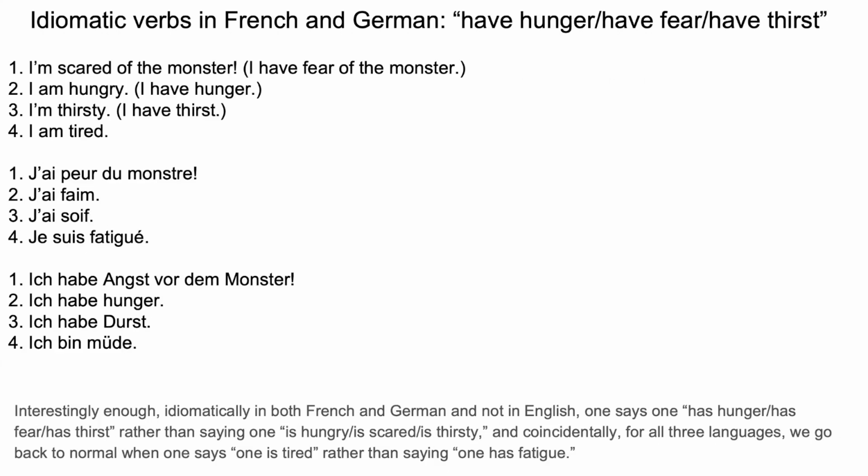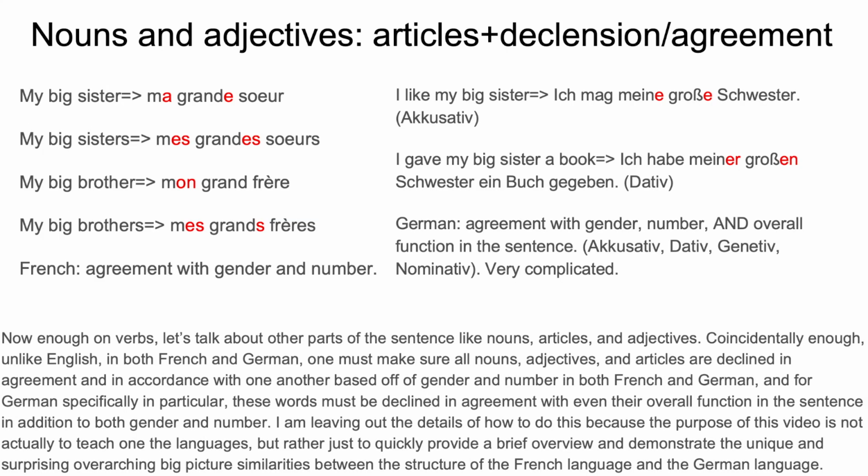Interestingly enough, idiomatically in both French and German, and not in English, one says that one, quote-unquote, has hunger / has fear / has thirst, rather than saying one is hungry / is scared / is thirsty. And coincidentally, for all three languages, we go back to normal when one says one is tired, rather than saying one has fatigue. Now, enough on verbs. Let's talk about other parts of the sentence like nouns, articles, and adjectives.